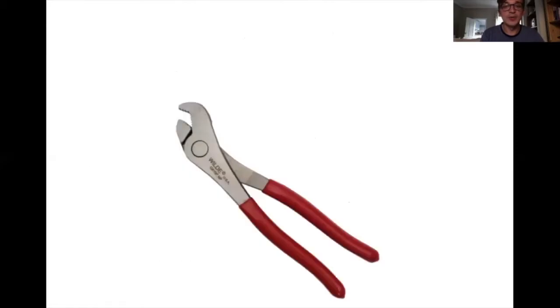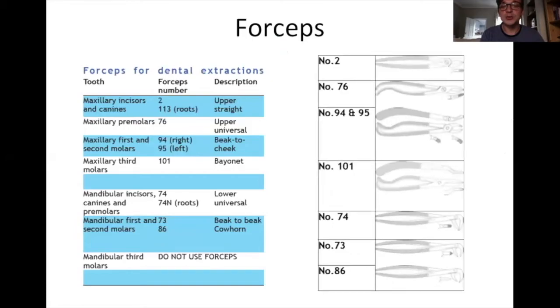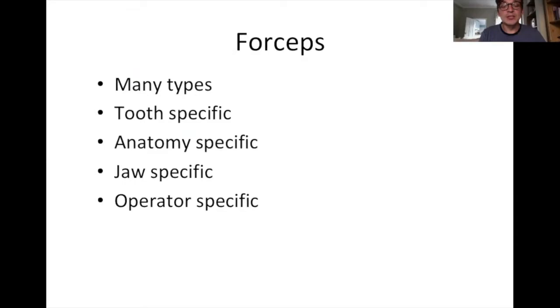Forceps, here we go. I'm just going to go through quickly because I'm pretty sure you can do it all yourself. I don't know what notation is in your department, but we have that notation. However, I don't remember numbers, so I keep calling them by what they're for rather than a number. There are many types: tooth specific, anatomy specific, jaw specific, and operator specific as well. Some operators are left-handed. Some instruments are actually universal, so they're for both.